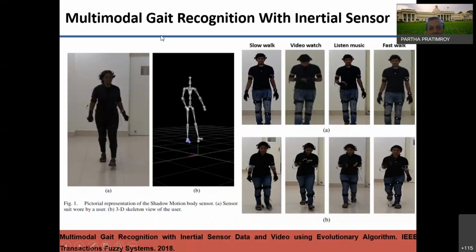This is also done for gait recognition. Sometimes you want to know, from the gait or just the posture, who the person is. It could be used for biometrics. So you want to know who that person is.